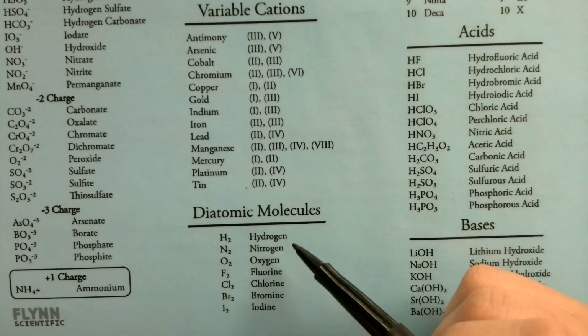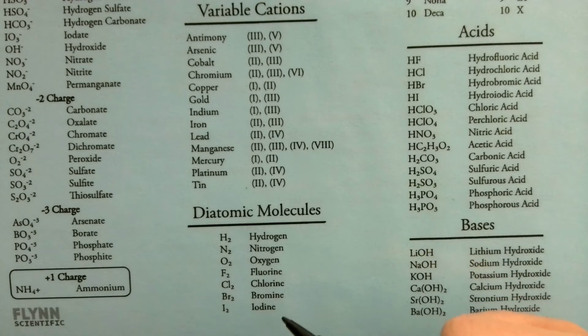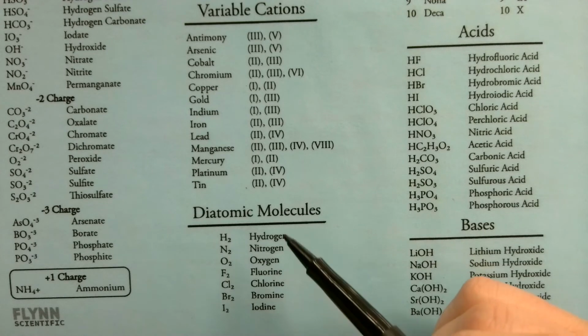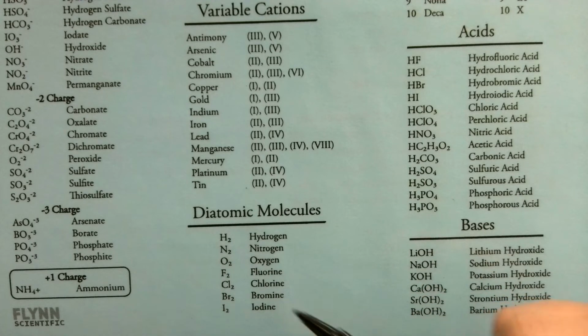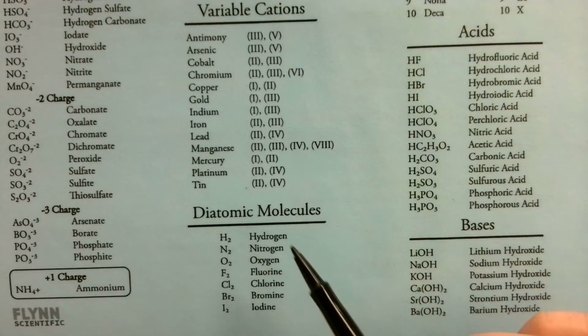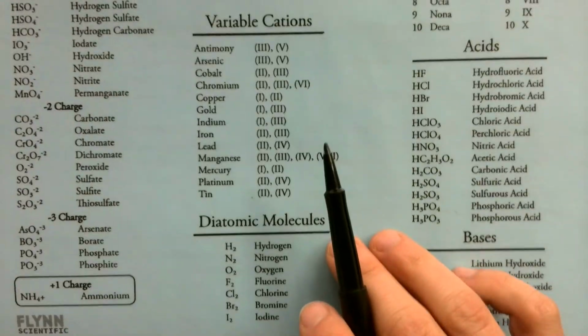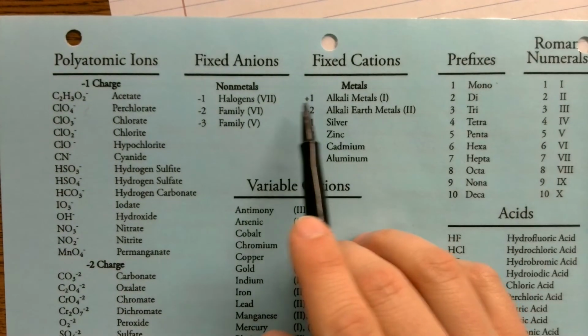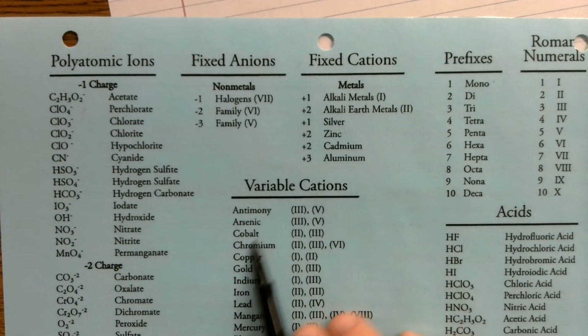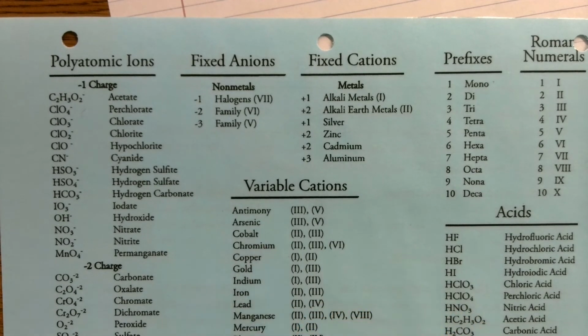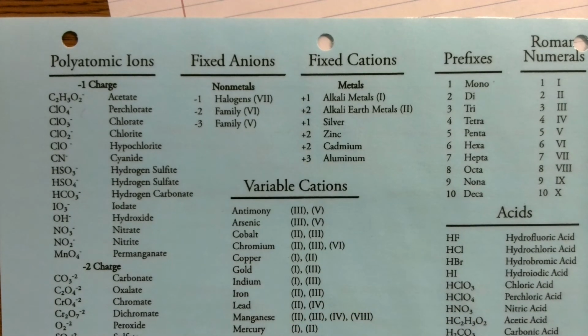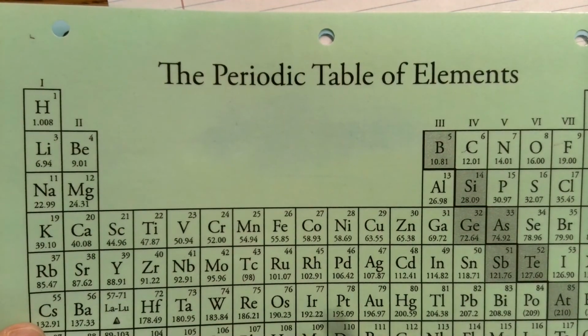Okay, diatomic molecules. All right, these right here. When in nature, we will not find these elements by themselves. They're going to exist in pairs, and we'll talk more about this when we get to chemical reactions. But for now, just kind of keep that in the back of your mind. It's not something you have to worry about right now. Okay. And then lastly, we have these here. And these are my variable cations. So these are our transition metals. Okay. Right here, transition metals.